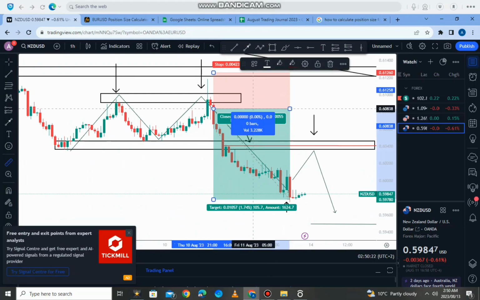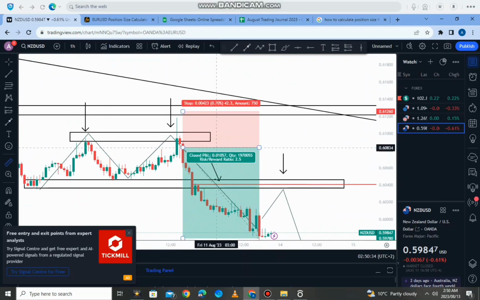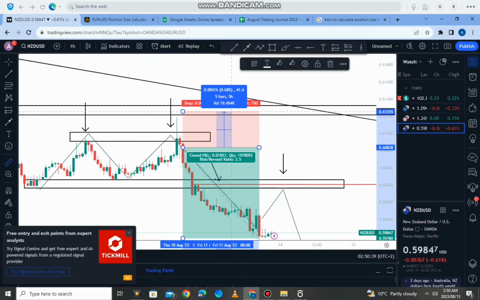So I'm gonna click my entry and I'm gonna drag this thing back to my stop loss. Okay, we can't see anything there. Let's just drag this thing down. I'm just gonna click this ruler again, and click my entry there, and drag this to my stop loss, and I just want to know how much am I risking on this trade.